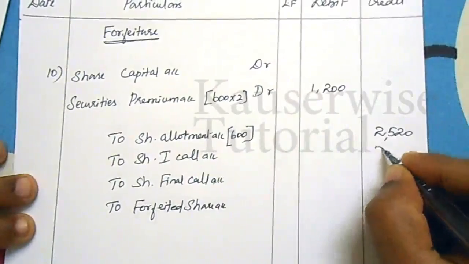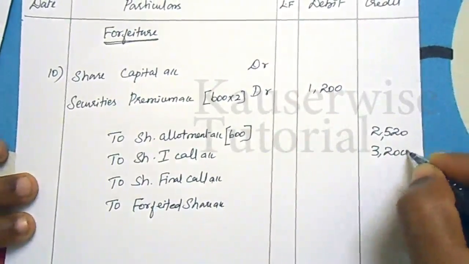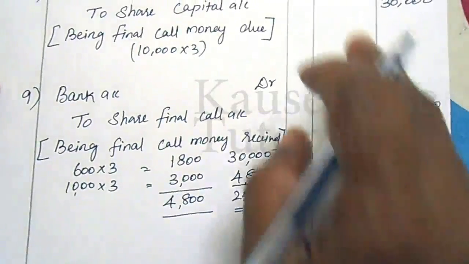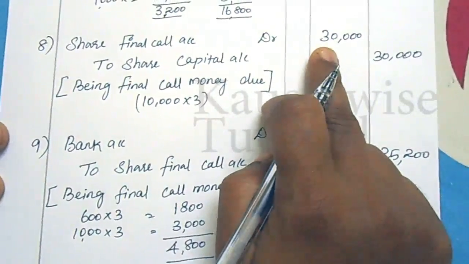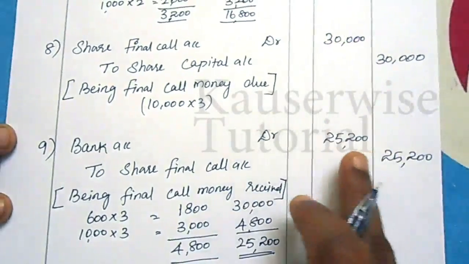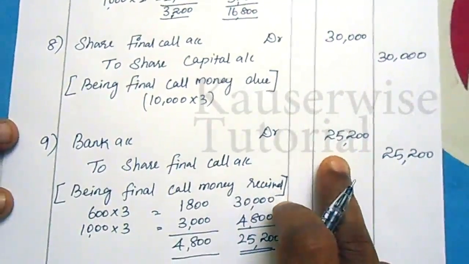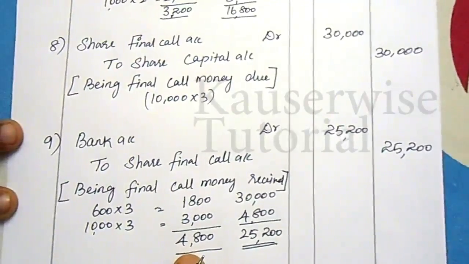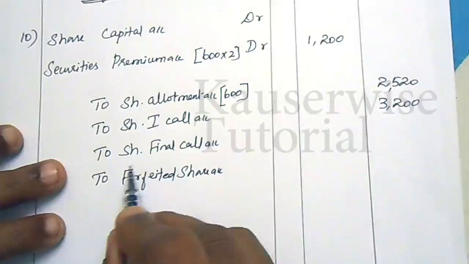First call failed amount is 3,200. In the same way, just find the value for final call. For final call, the company is supposed to receive 30,000 from shareholders, but the company received only 25,200. 4,800 failed to pay by Jack and Jonas. Total 4,800, final call.